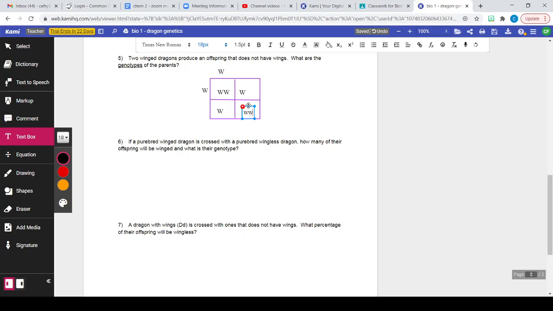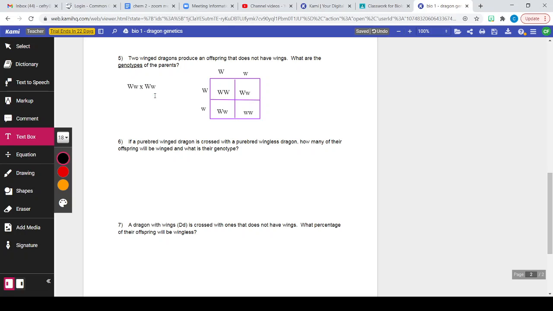So how do I get two lowercase right there? Well, mom has to have a lowercase w. Dad also has to have that lowercase w. That's how I get across. And down I get two lowercase. Now this kid right here will be heterozygous. There's the capital W, so they still have wings. So what are the genotypes of the parents? So the answer to that would be capital W lowercase w, there's mom, crossed with dad, who is capital W lowercase w. That is your answer right here.